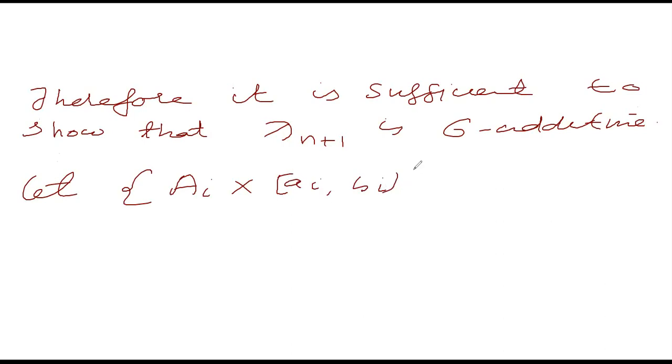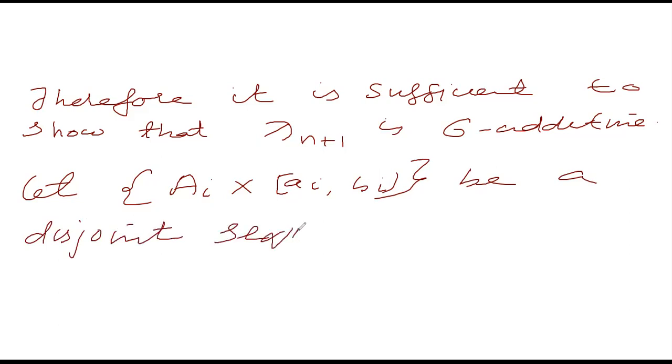Let A_i cross (a_i, b_i) be a disjoint sequence in S n plus 1. So what's S n plus 1 actually? S n plus 1 is the product of n plus 1 copies of semi-closed intervals. So this A_i is the product of n copies, and this is the n plus 1th copy.